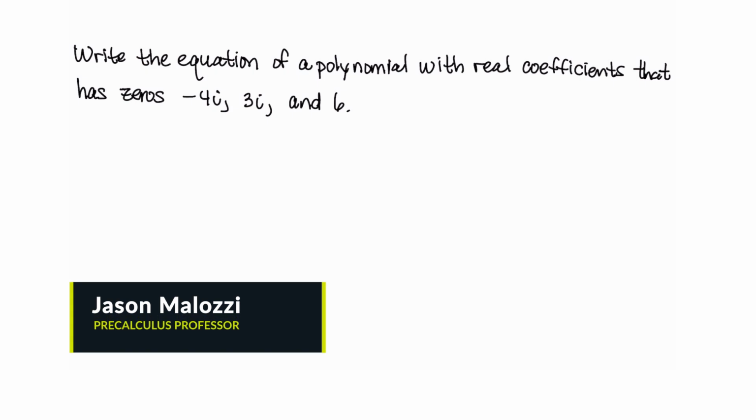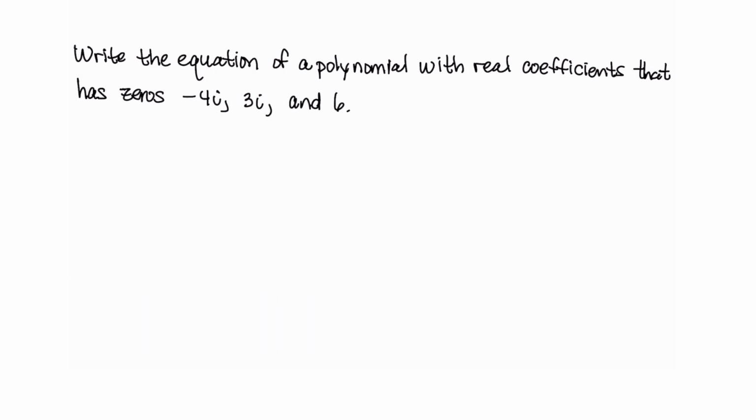Hello there, and welcome back. What we're going to do in this video is write the equation of a polynomial function with real coefficients, so that part is important, real coefficients, that has zeros negative 4i, positive 3i, and 6.